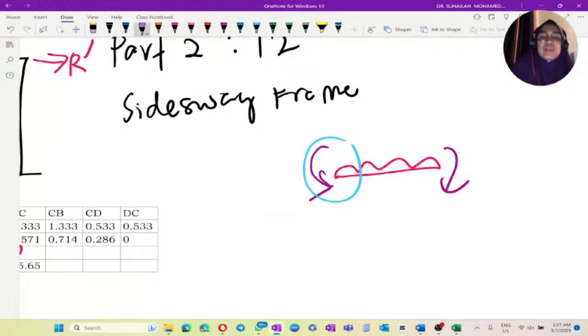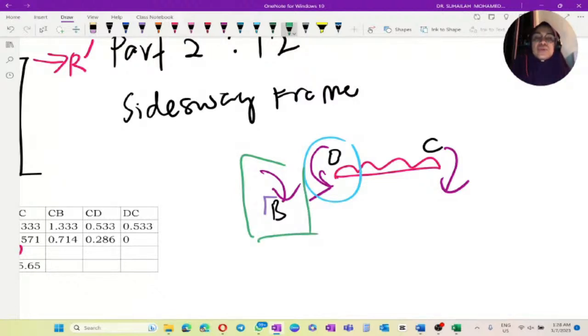Anyway, the moment that we distribute is not directly this, but we actually distribute joint moment. This is B, this is also BC. The moment that we distribute is joint moment. Joint moment is opposite to the member end moment, and this is the moment that we distribute.